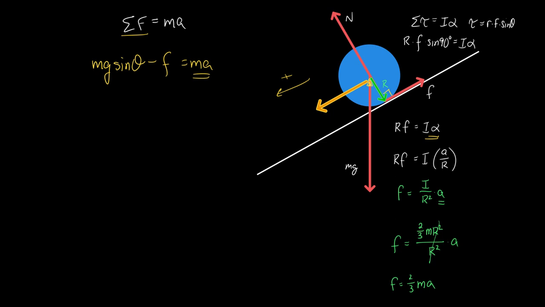This is just a straight net force problem, though. I can add these two things together. Right? They are still based on the same values. Friction is still friction. In this case, probably my most direct route is to eliminate friction first and get the acceleration. So if I add these two things together, that will eliminate friction and will give me the acceleration. So I'll get mg sine theta. F cancels out, and that equals ma plus 2/3 ma.